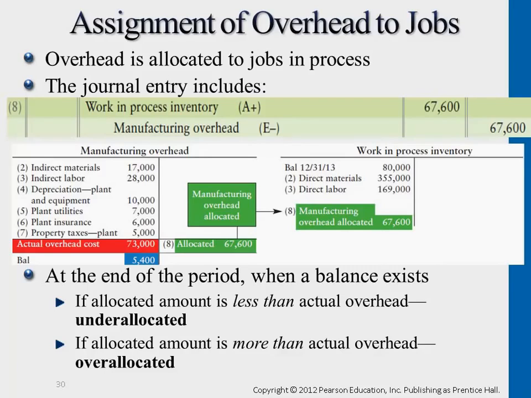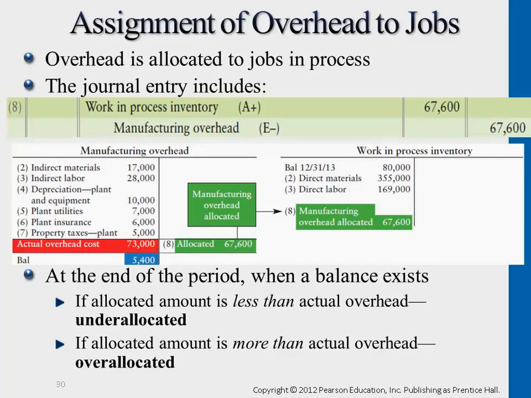So we assign a portion based on the predetermined rate, remember, that we calculate in the beginning of the period. So as orders happen, we assign a portion to work in process, and the journal entries to assign it will be reducing manufacturing overhead, increasing work in process.